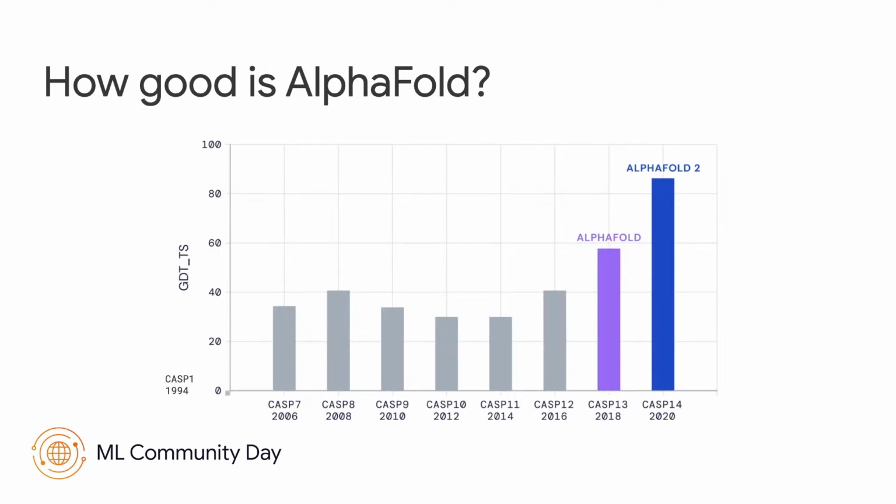AlphaFold makes predictions to such a high level of accuracy that in most cases it matches experiments. How do we know this?